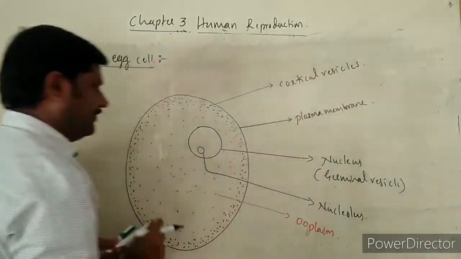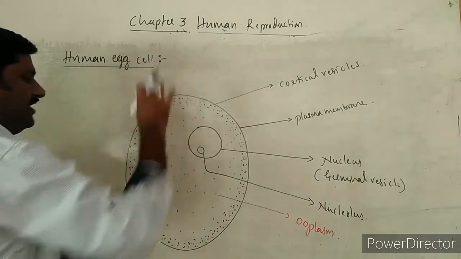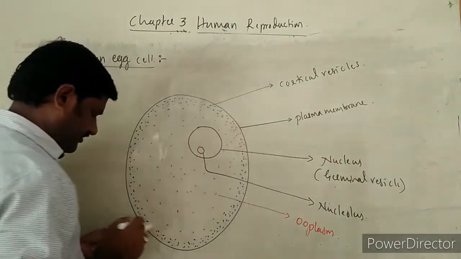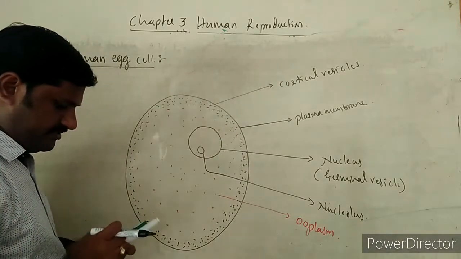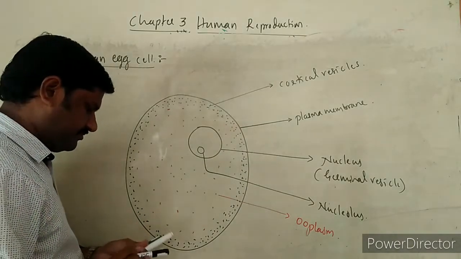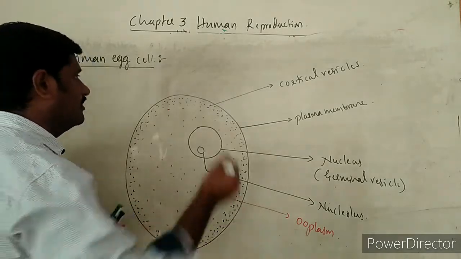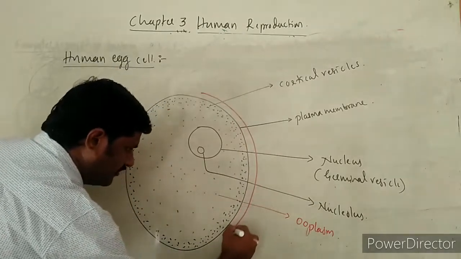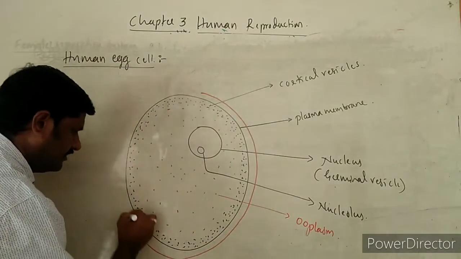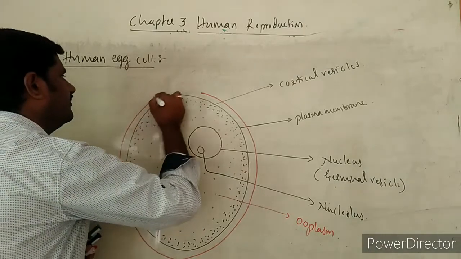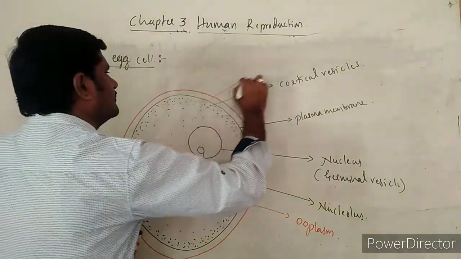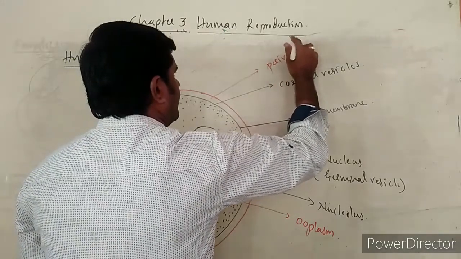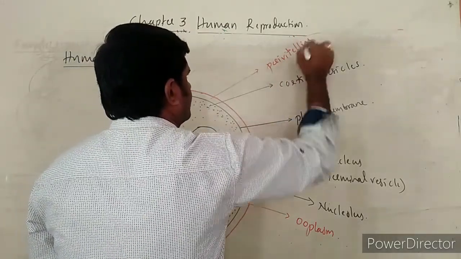Above this plasma membrane, you come across one space over here. I shall show it very clearly. And that space around the plasma membrane is called the perivitelline space.